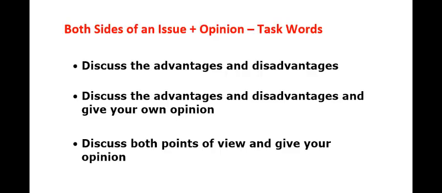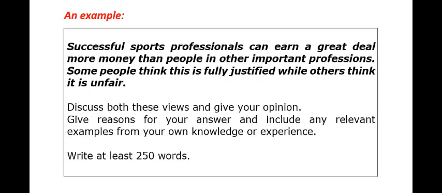As soon as you see those task words, you know that you're writing both sides of an opinion plus your opinion. Now, you may not actually even have to give your opinion. For example, in the first type of essay, discuss the advantages and disadvantages, the task words don't specifically ask you to give your opinion, so you don't have to. You will just have to read and make sure you do exactly what the task words tell you to do. So let's take a look at an example.